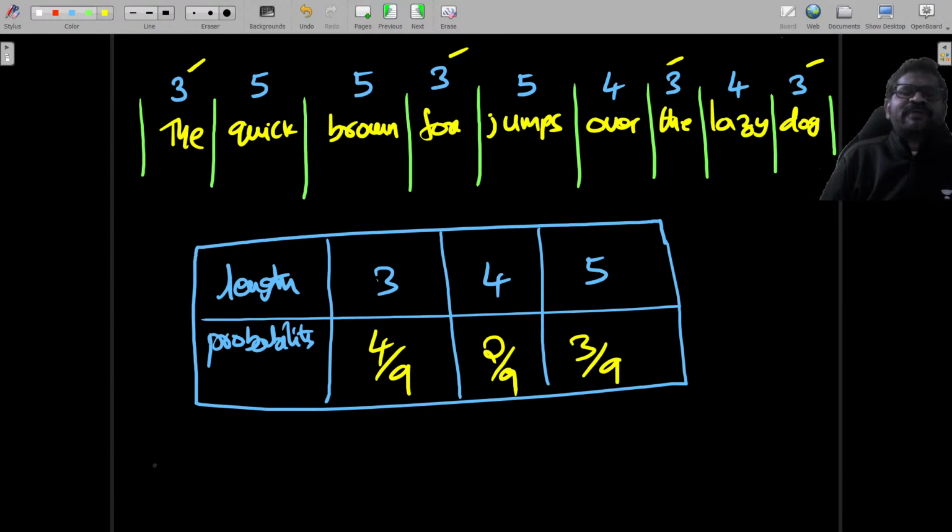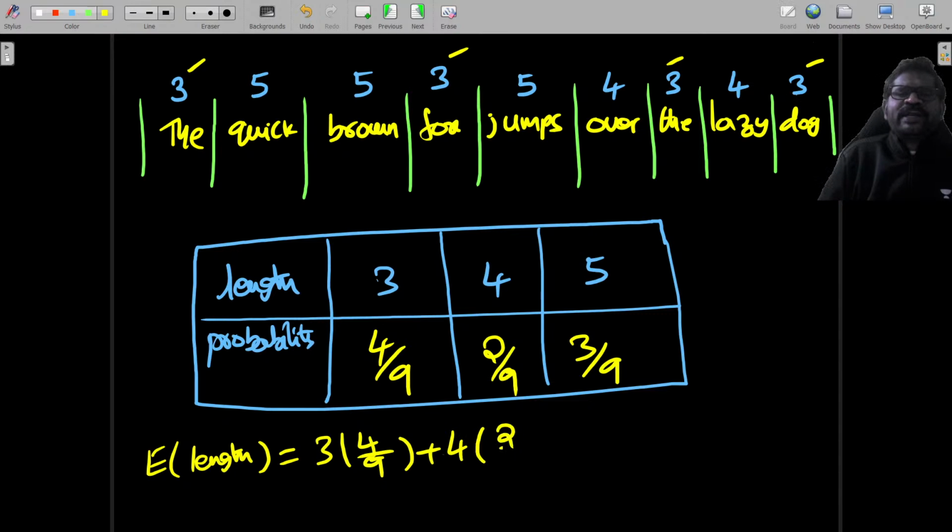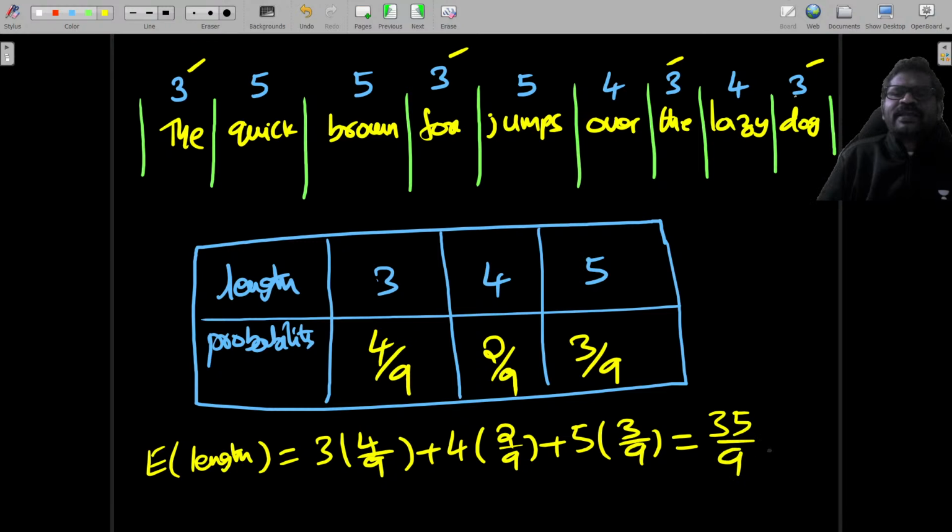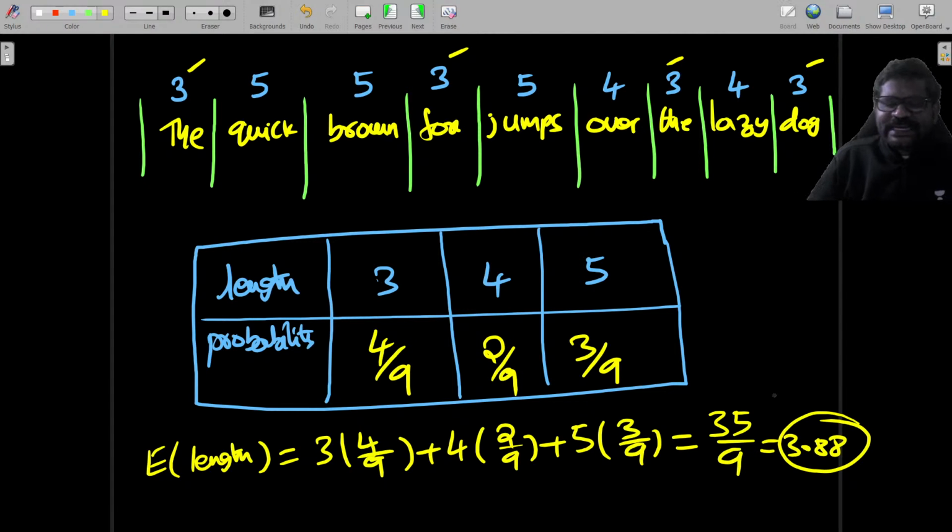Now the expected value of length, E of length, equal to 3 into 4 by 9, 4 into 2 by 9, 5 into 3 by 9. Simplifying this, 12 plus 8, 20, 20 plus 15, 35 by 9. That is 3.88. Right? 3.88.